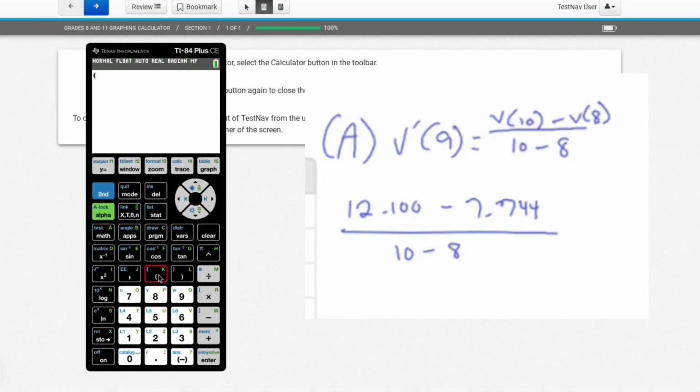Big parentheses for the numerator, 12.100, which is just 12.1, minus 7.744, close the parentheses, all divided by 10 minus 8. It's going to be 2, but we're just going to use our calculator anyway to show you how to do it. Hit enter, and you get a nice 2.178, nothing to really round. So let's go back, write that out, and explain what that means in this context.